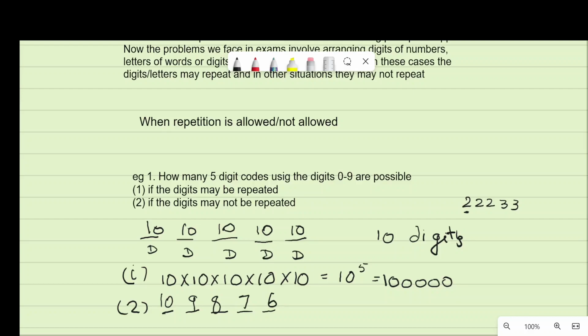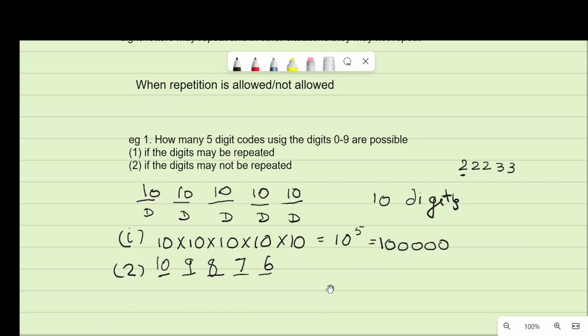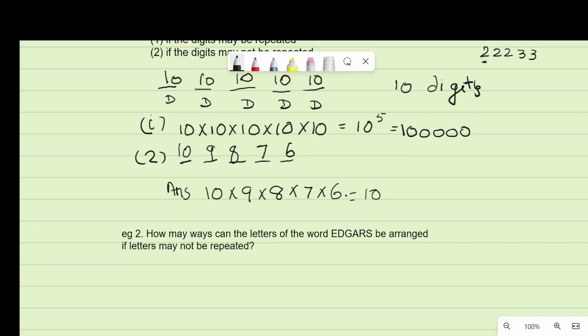So the answer to example 1.1.2 is 10 times 9 times 8 times 7 times 6. Use the calculator to get the answer. Okay, the answer is 3240. Okay, let's see another example now.